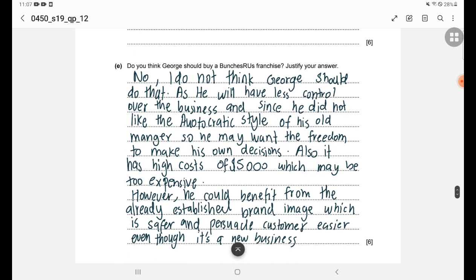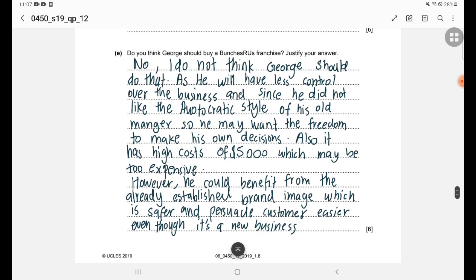Okay, so do you think George should buy a Bunches Ruse franchise? Justify your answer. Okay, no, I do not think George should do that. For this question, I choose to be negative. It's fine, it's all right. You can do that. So as he will have less control over the business. I'm stating the disadvantages of why I think buying a franchise is bad for George.